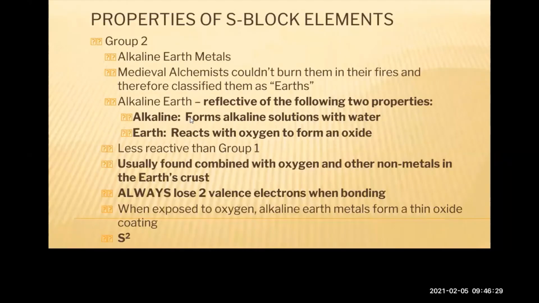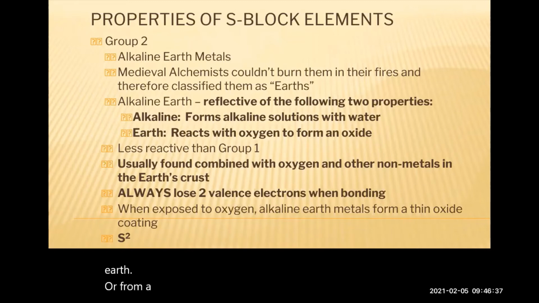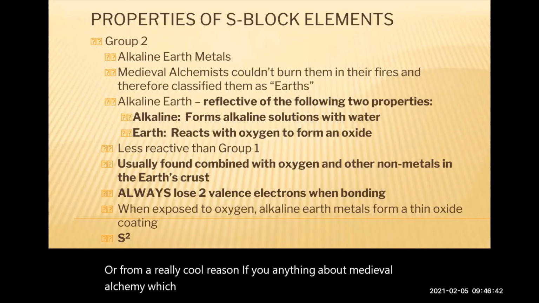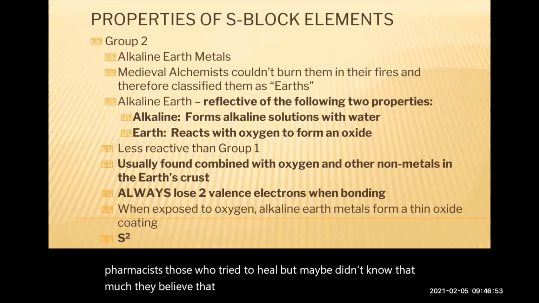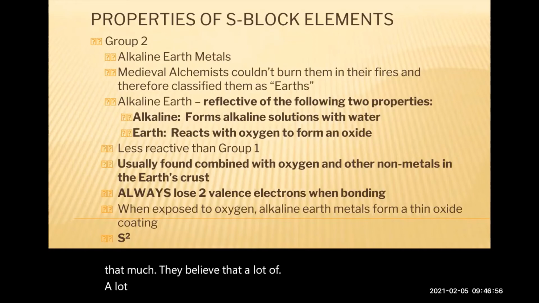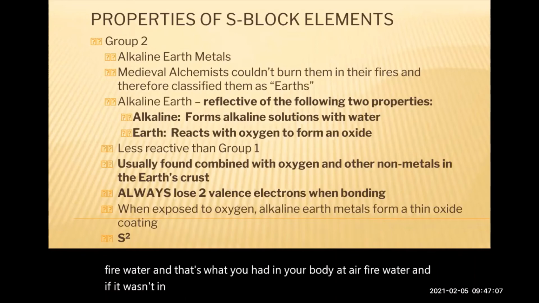Then let's talk about group 2. These are the alkaline earth metals. Earths are from a really cool reason. If you know anything about medieval alchemy, which was basically medieval doctors, not quite doctors, like pharmacists, those who tried to heal, but maybe didn't know that much, they believed that a lot of disease was caused by an imbalance of your earth, air, fire, water, and that's what you had in your body. You had earth, air, fire, water. And if it was an imbalance, then you got sick.